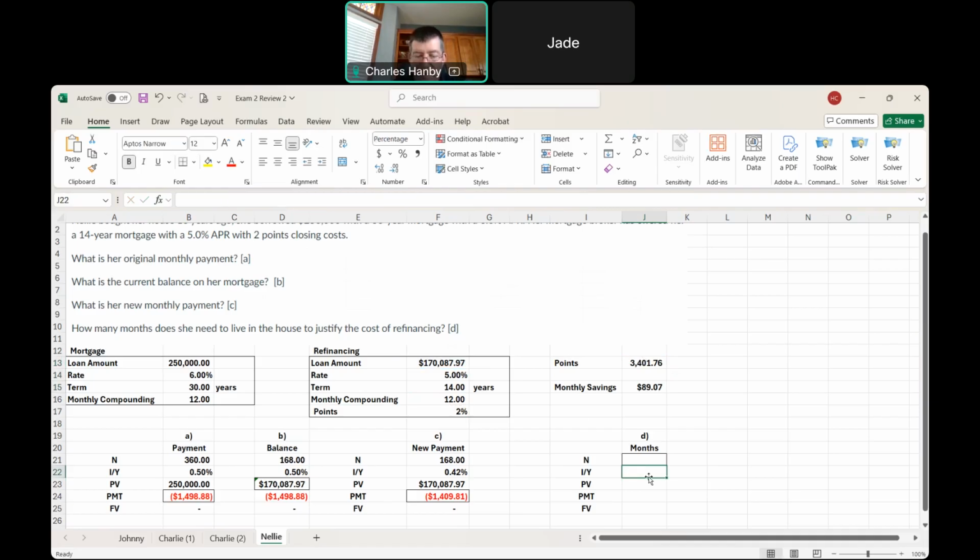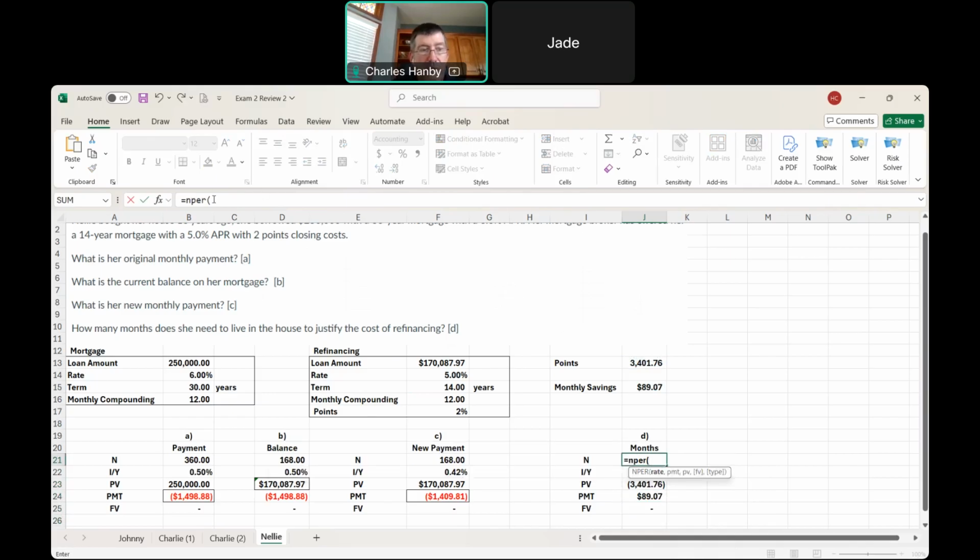So we're calculating NPER. There's no right or wrong way here, but I always use the original rate. It's a little more conservative. And then I'll make the points a negative because you're paying those. And then the payment is the monthly savings, and future value is 0. The number period function in Excel is NPER.